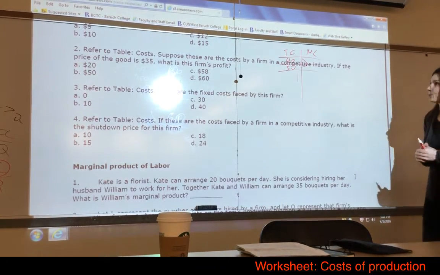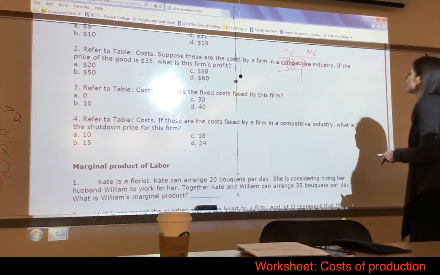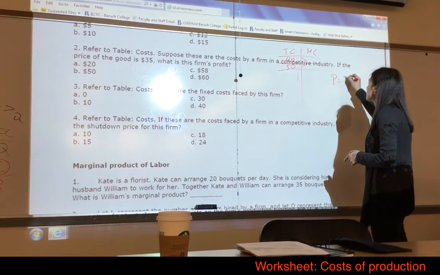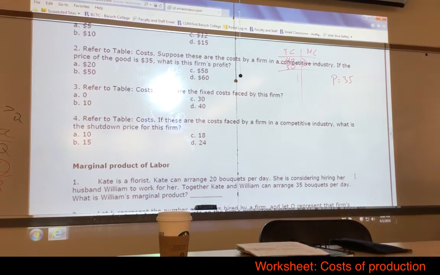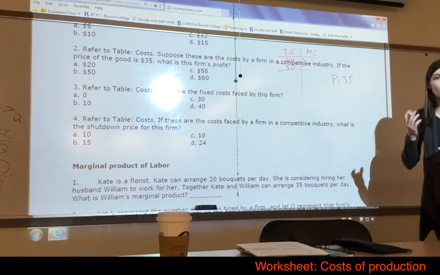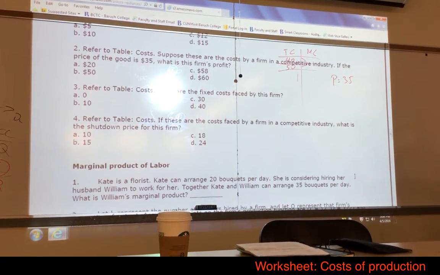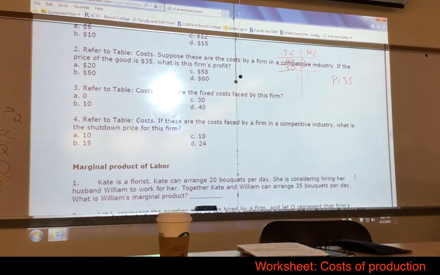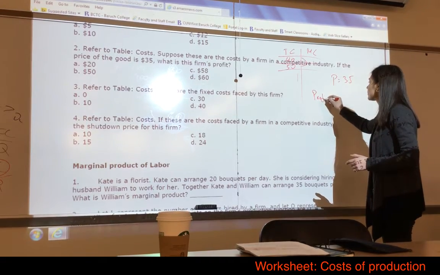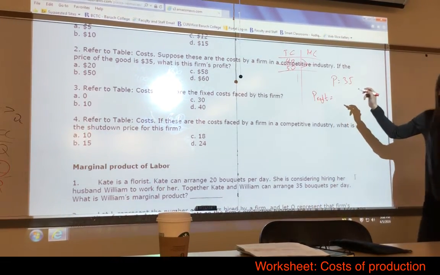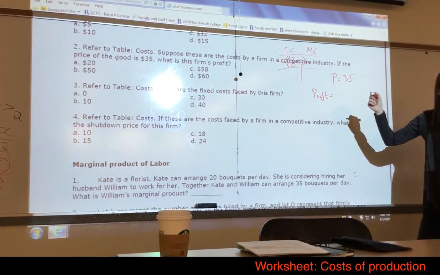All right, so now the price of the good is 35. The firm is in a competitive industry, which means that the firm takes that price as given. You're going to learn about this after the second exam, but that's what it means so far. What is the firm's profit? Alright, so let's start with profit. What do we know profit is? What's the formula for that? Revenue minus expenses. Total revenue minus total cost.